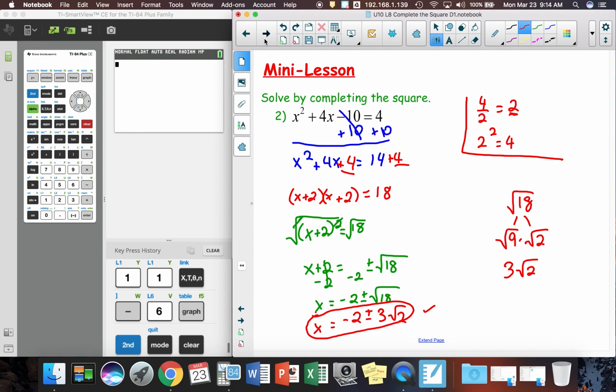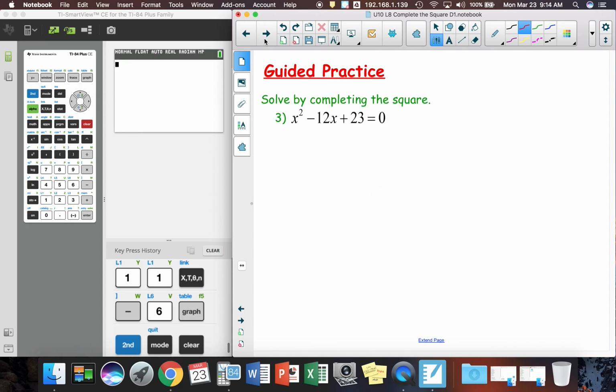Okay, let's try another one. So at this point, you should try and pause the video so you can work on this one on your own. I'm going to get started here. So first step, move our constant to the right side. I'm left with x squared minus 12x. Leave that space because we're going to add something there, equals negative 23.